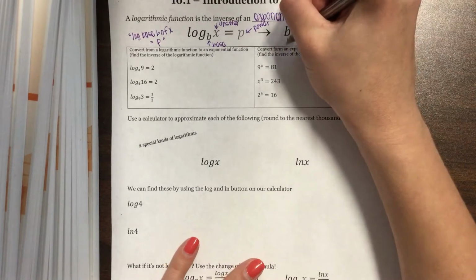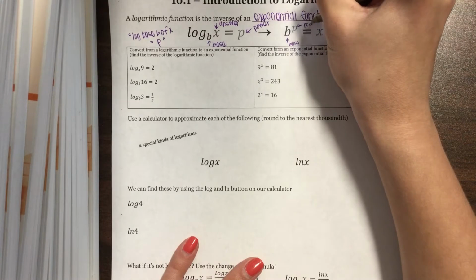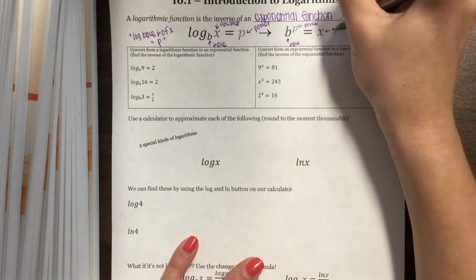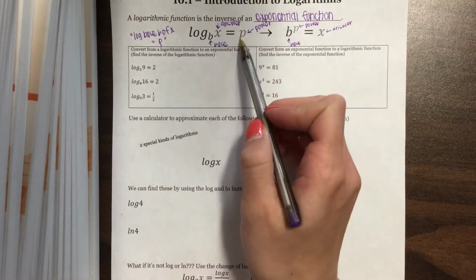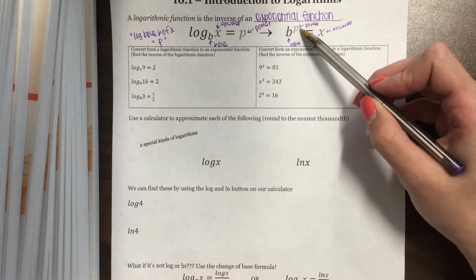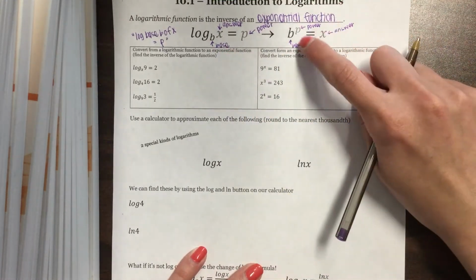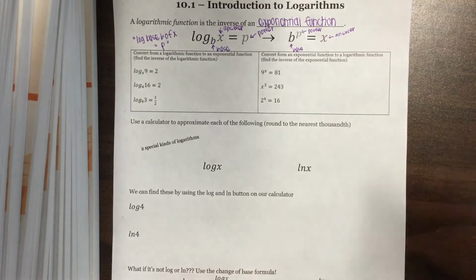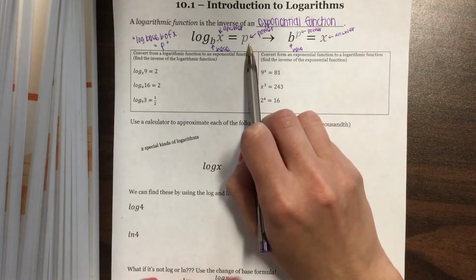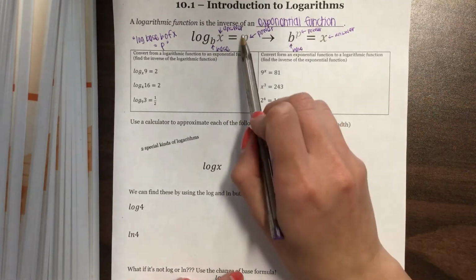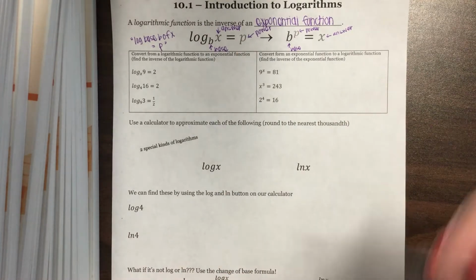And over here, this is the base. This is the power. This is the answer. So the easiest way to remember this, the answer to a logarithm is always the power of an exponential function. I would maybe write that down. So the answer to a logarithm is the power of an exponential function. So this is always the power. That's why I labeled this P. Okay. So let's go through some examples.